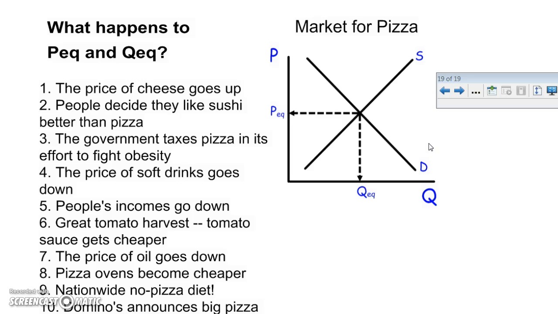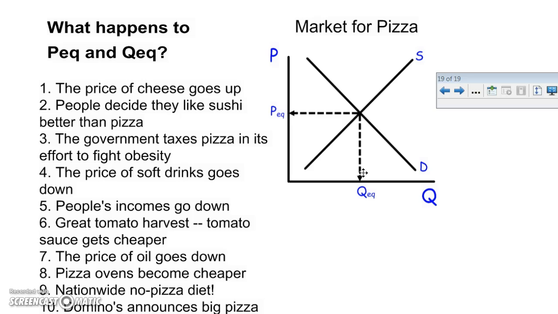People's incomes go down. We have to ask ourselves, well, is pizza a normal good or an inferior good? And generally speaking, just general pizza, I'm going to say that pizza is a normal good. So if people's incomes go down, demand will go down, okay, and we will have a decrease in both price and quantity.